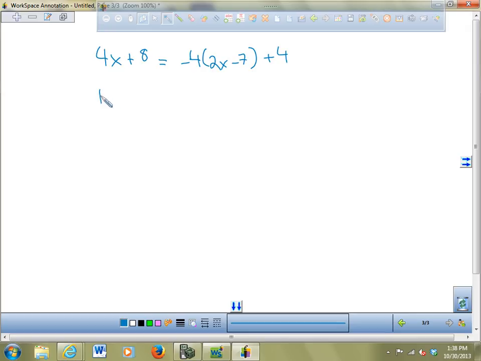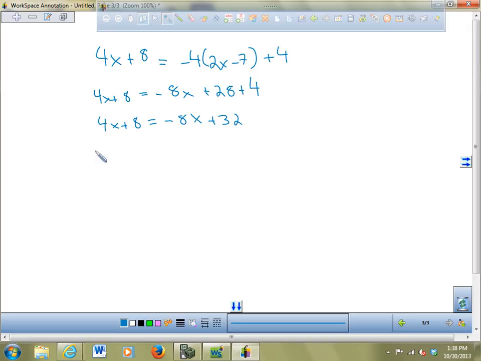Distribute. Very good. So you get 4x plus 8 equals, distributing this through, minus 8x plus 28 plus 4. Who can tell me what to do next? Add the like terms. Very good. 4x plus 8 equals negative 8x plus 32, combining these. Now I'm going to apply some of those properties. What am I going to apply?